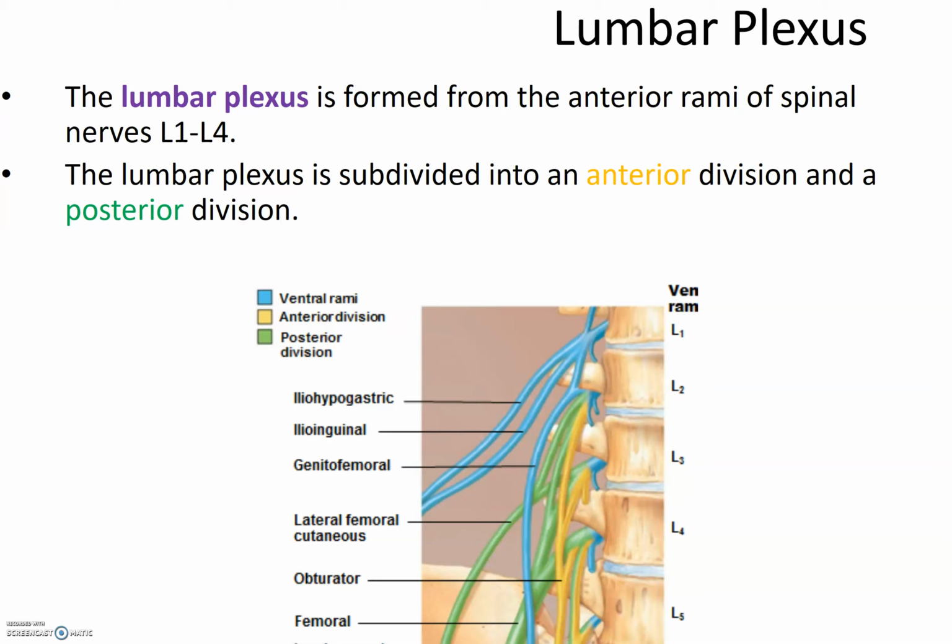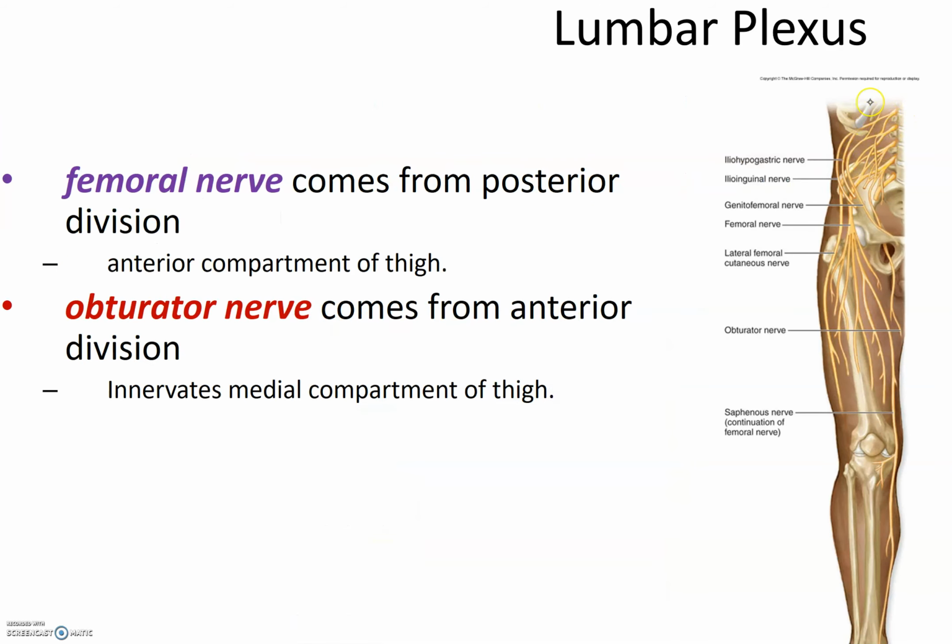We've looked at the brachial plexus in detail and the cervical plexus. The lumbar plexus, like the other plexuses, comes from the anterior rami of spinal nerves. Now these spinal nerves are L1 to L4. It too is broken into an anterior division and a posterior division. So the anterior rami again merge together and form these divisions. Some of the nerves of the lumbar plexus are going to go to the pelvis here.